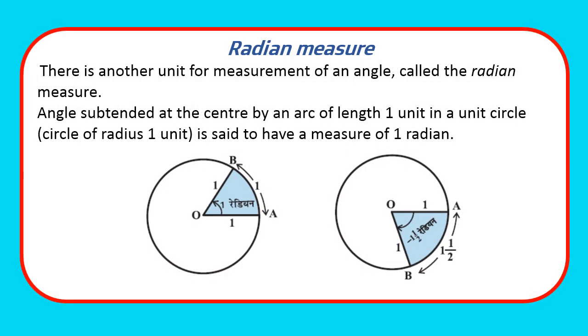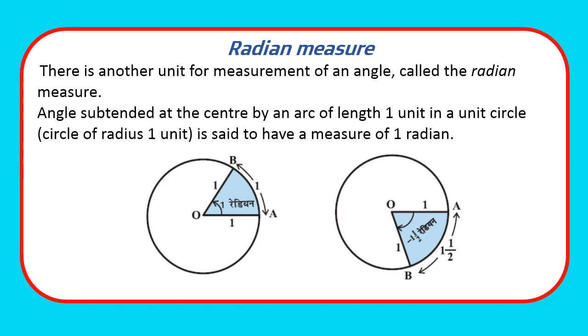Coming to the other form of measurement of angle, that is called radian measure. The angle subtended at the center by an arc of length 1 unit in a unit circle. Unit circle means if the radius is 1 unit, then that angle subtended at the center is called 1 radian. It is simple: we have a circle of radius 1 centimeter, 1 meter, 1 kilometer, whatever, 1 unit, and the length of the arc equals 1. Then the angle subtended by the arc of length 1 unit at the center of radius 1 unit is called 1 radian.